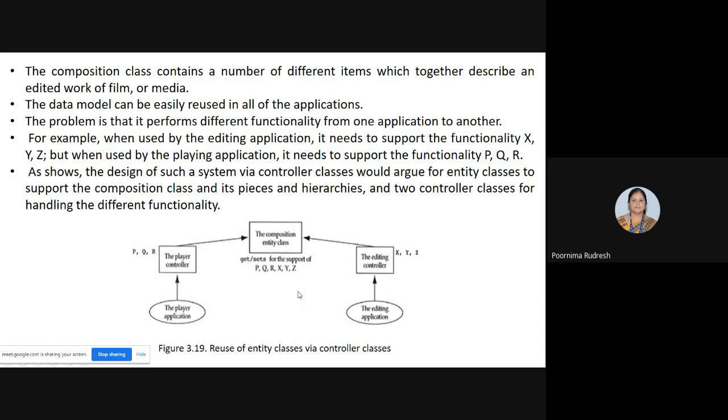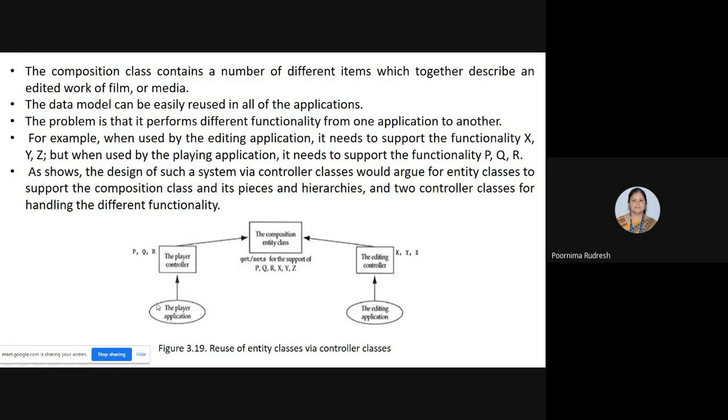Now we'll consider one editing application. In the editing application, the data model will work with different functionality, and in the playing application it performs different functionality. Understood? So here the example is given. For example, when the data model in the composition entity class is used by the editing application, it needs to support the functionality X, Y, Z.